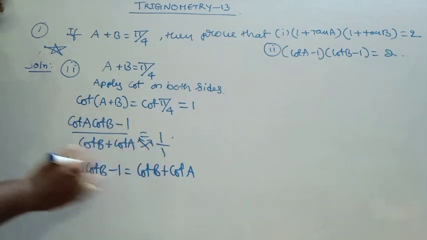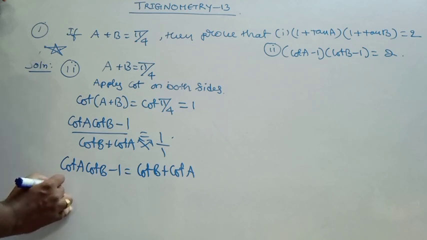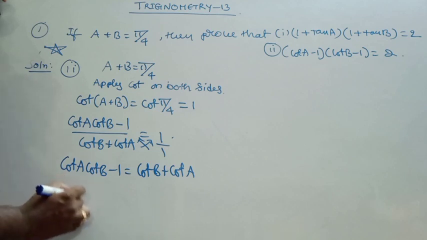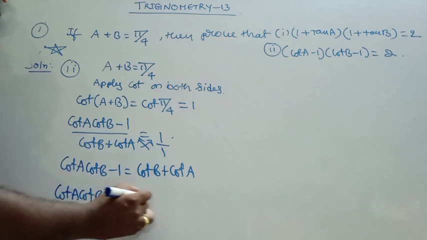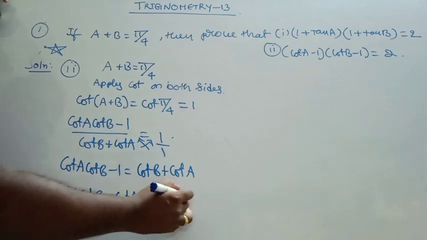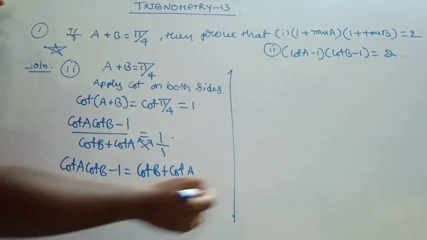Now what we do is, let us transfer these two to this side. What we are going to get is cot A cot B minus cot A minus cot B is equal to 1, like this.